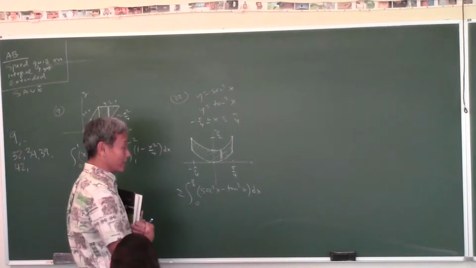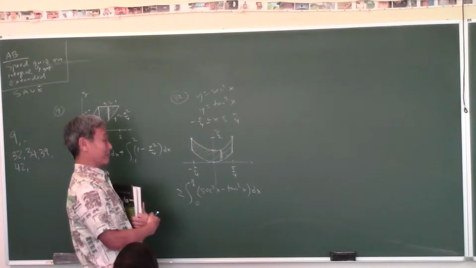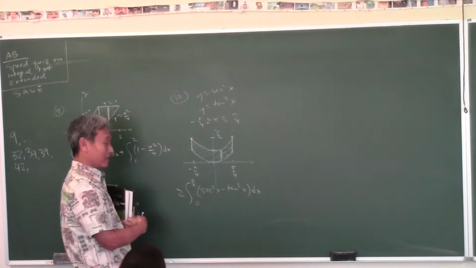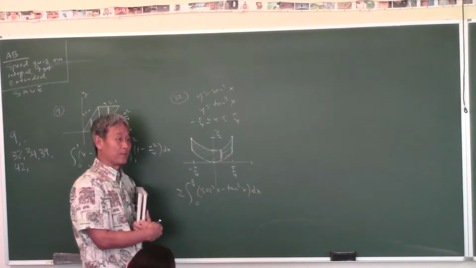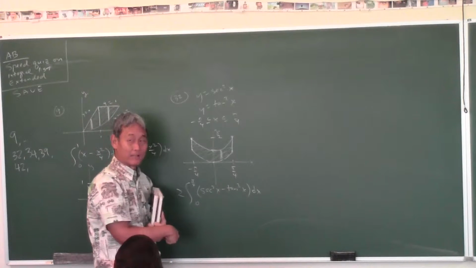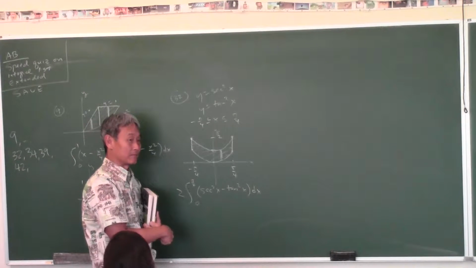Now, some of you are just thinking, Mr. Park, I'd rather just go negative pi over 4 to pi over 4, because plugging in 0 is a lot easier than plugging in pi over 4. Exactly. Because most people can plug in 0, but then plugging in negative pi over 4 is a problem, especially in AB.